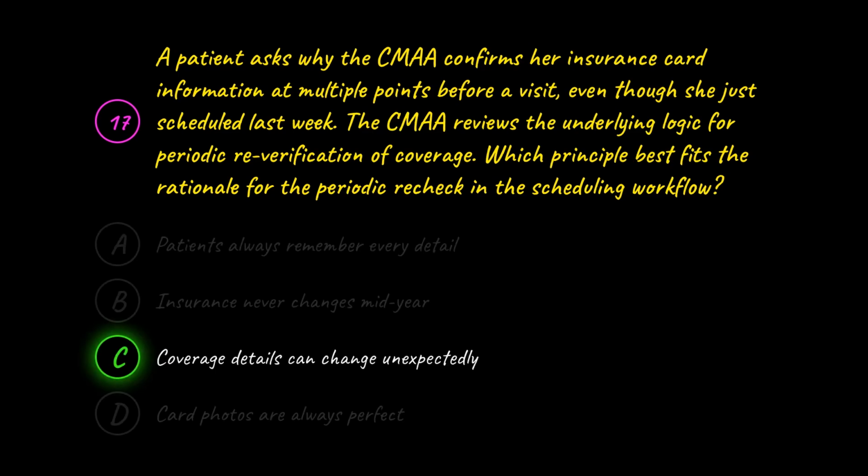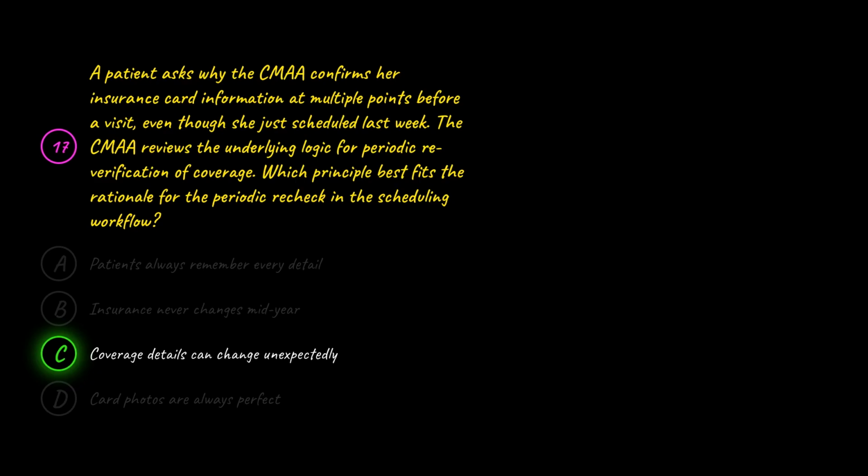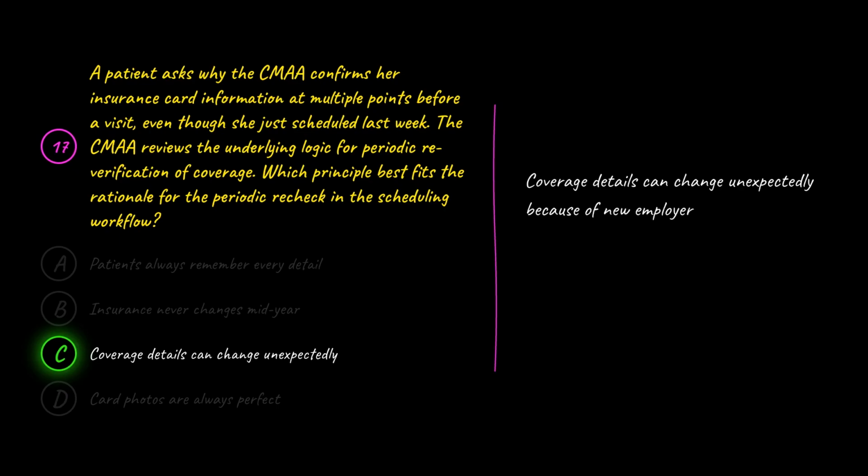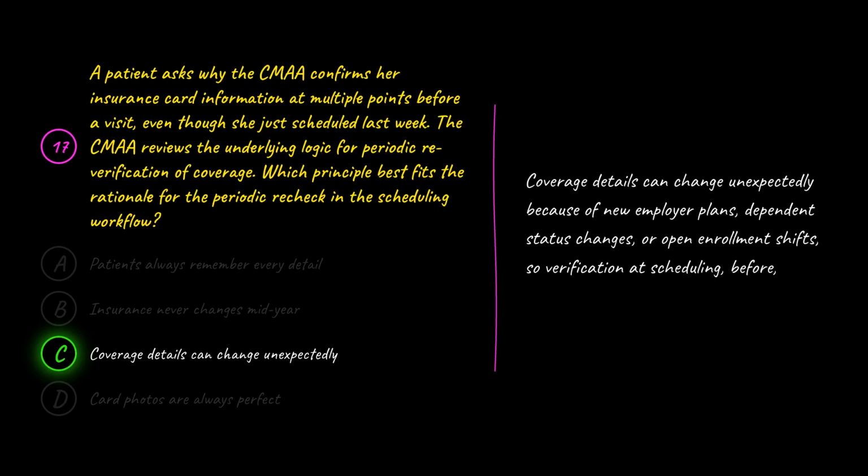The correct answer is C. Coverage details can change unexpectedly. C is correct because coverage details can change unexpectedly because of new employer plans, dependent status changes, or open enrollment shifts. So verification at scheduling, before, and at arrival catches updates the patient may not remember.